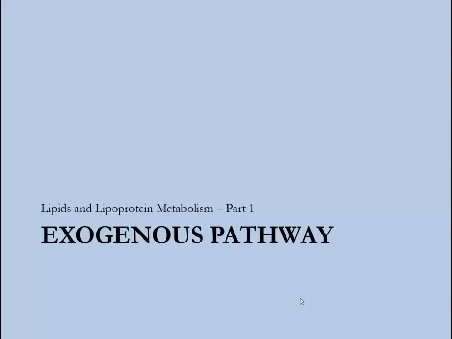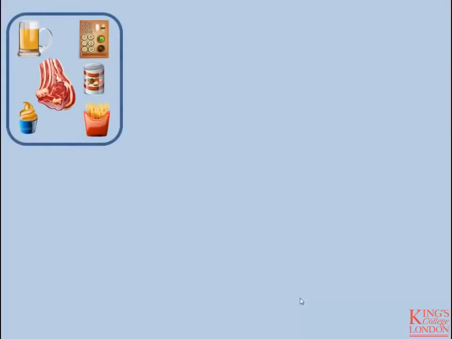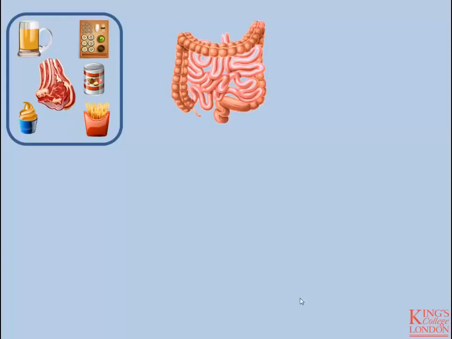Next, we're going to look at the exogenous lipid transport pathway. Following the consumption of a meal, our body breaks down, digests and absorbs the dietary lipid, and this mostly occurs in the small intestine, but also involves other aspects of the GI tract, including the stomach, the liver, the pancreas, and to some extent the colon.